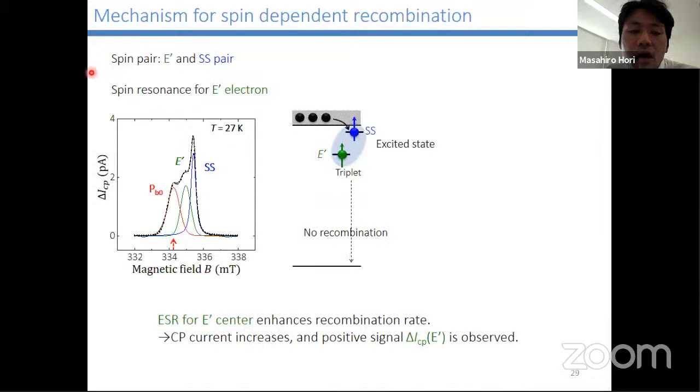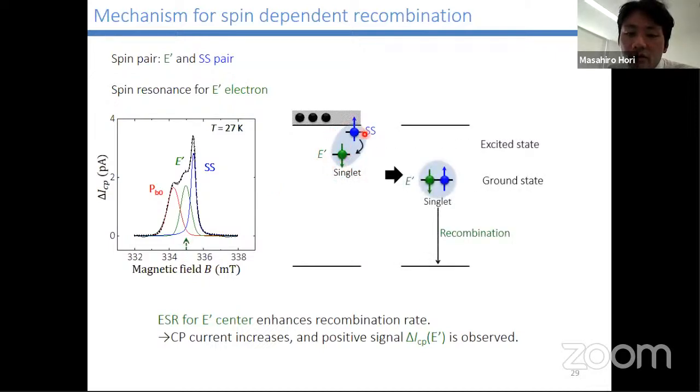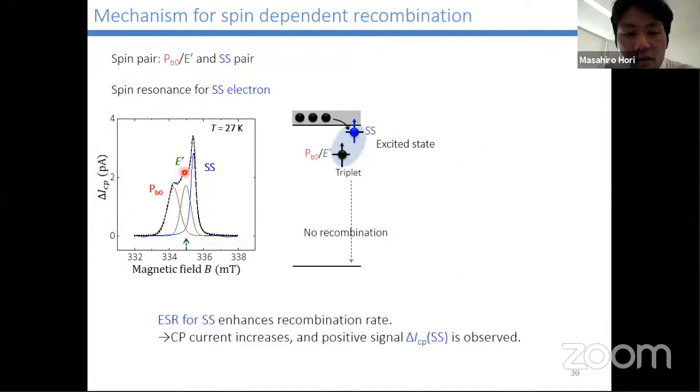For the case of the spin pair between the E prime center and the shallow state, similarly, at the resonance field of the E prime center, the electron spin of the E prime center is flipped. This triplet to singlet transition also enhances the recombination rate. Therefore, we can observe the increase in charge pumping current at the resonance field of the E prime center. Not only defect spins, but also the shallow state spin is flipped at the resonance field of the shallow state.